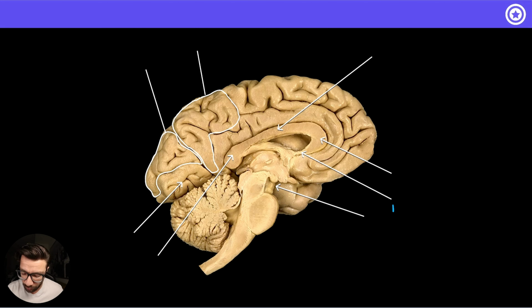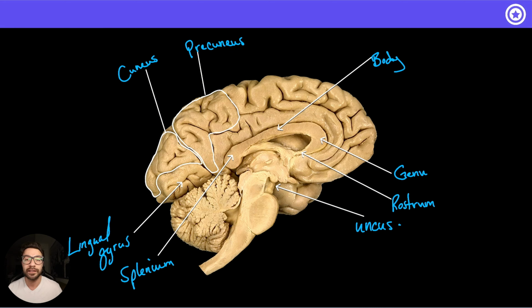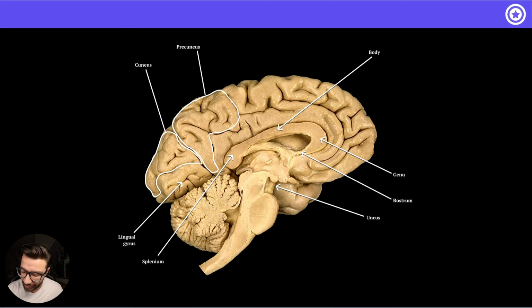All right, so now let's just get these labeled. First up, we have the rostrum, genu, body, and splenium of the corpus callosum. And then we have the cuneus back here and the precuneus just anterior to it. And then finally, we have that lingual gyrus as well as that uncus down here. Now, just to verify everything, we got that rostrum right here. We have our genu, our body, and our splenium. We then have our cuneus and precuneus, as well as the lingual gyrus and the uncus.